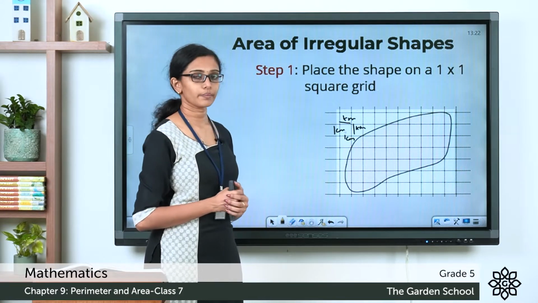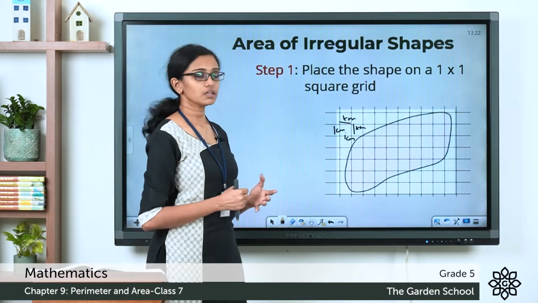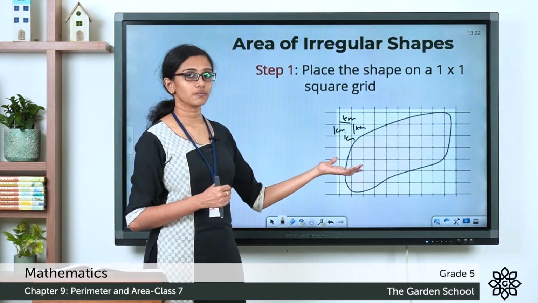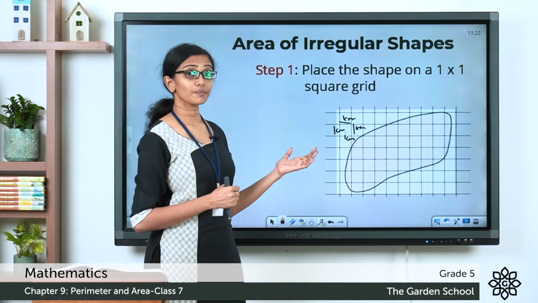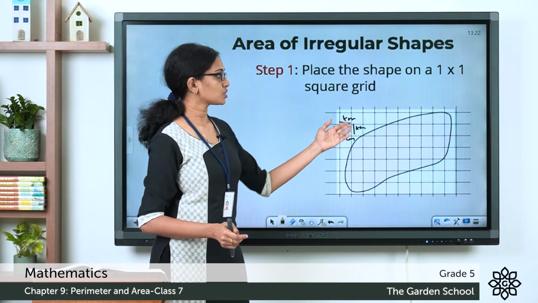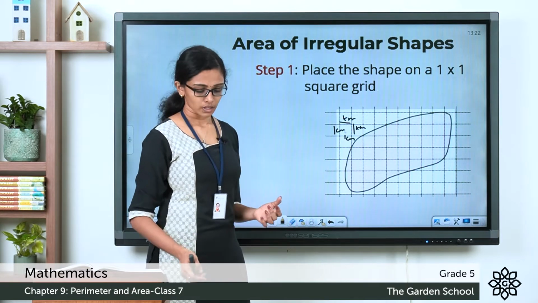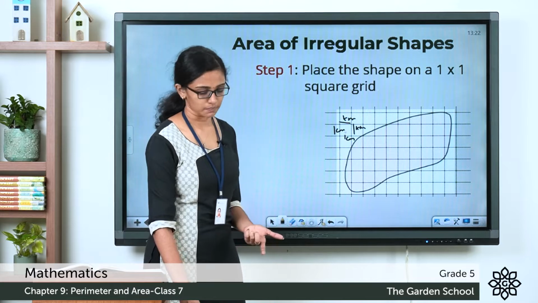Now what is the next step? How do we find out? See, we have seen a few examples before in the beginning of the chapter. We are supposed to count the squares which this figure covers, right? So let's see how we can do the counting part.